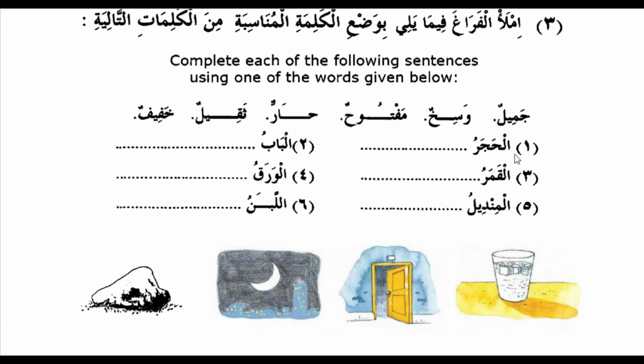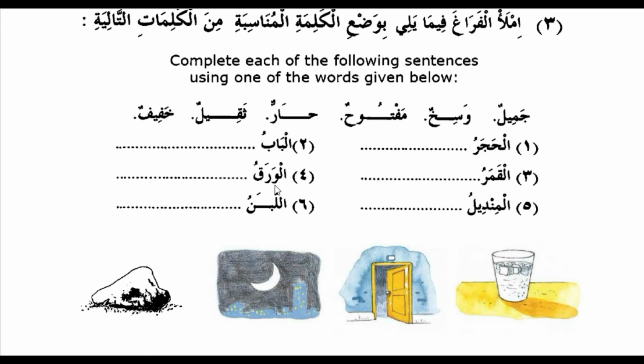واحد، الحجر ثقيل. The stone is heavy. اثنان، الباب مفتوح. The door is open. ثلاثة، القمر جميل. The moon is beautiful.